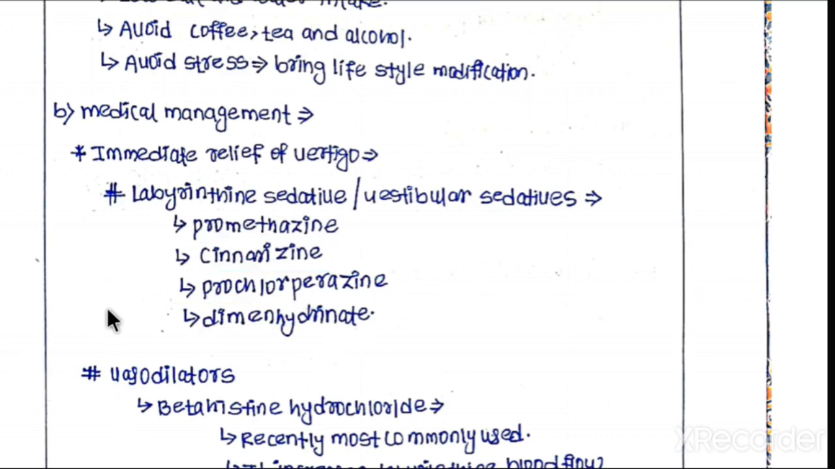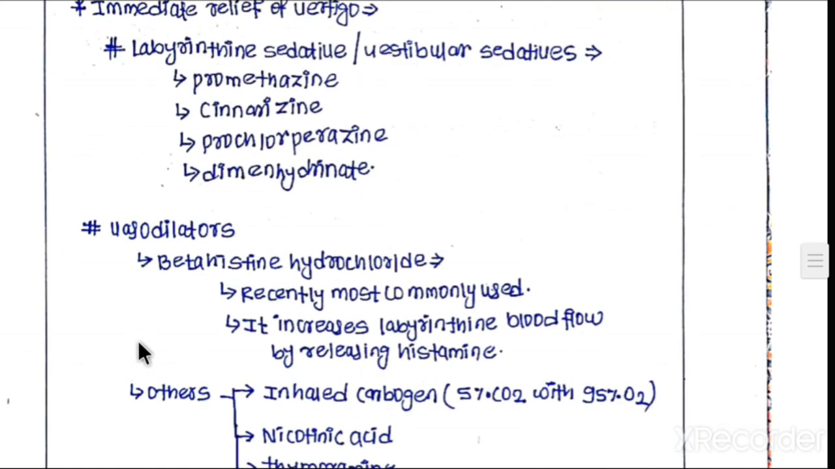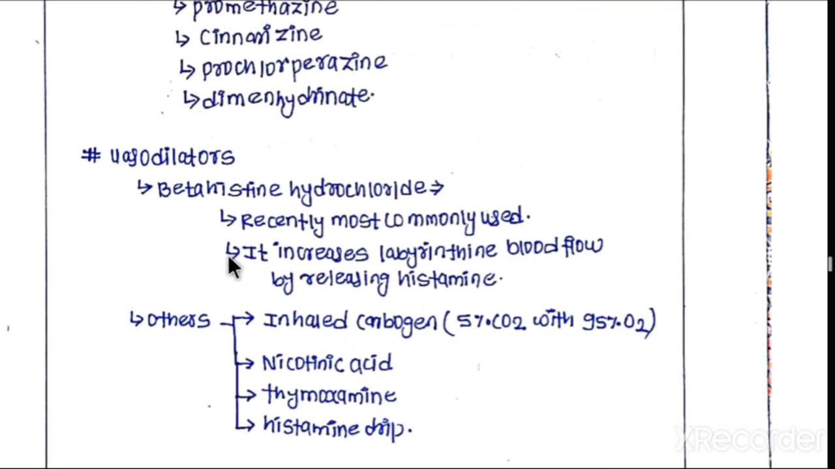And for other drugs, vasodilators. Generally it increases labyrinthine blood flow by releasing histamine. The most commonly used vasodilator is betahistine hydrochloride. It is most commonly used, and also it is used in chronic condition.